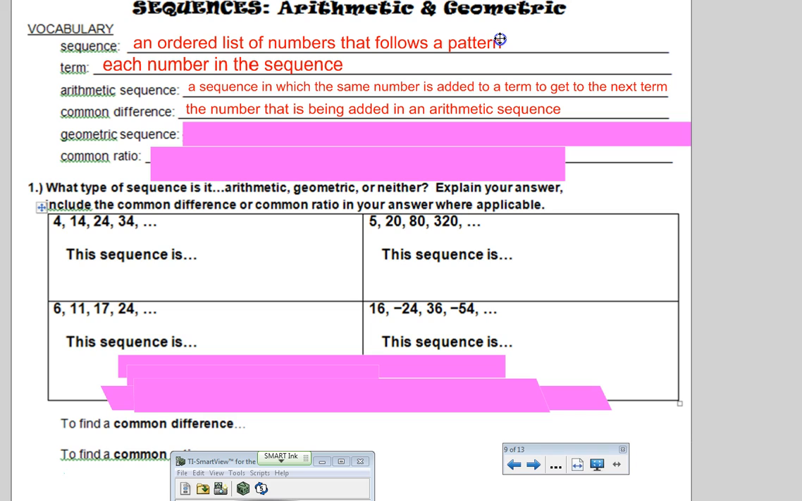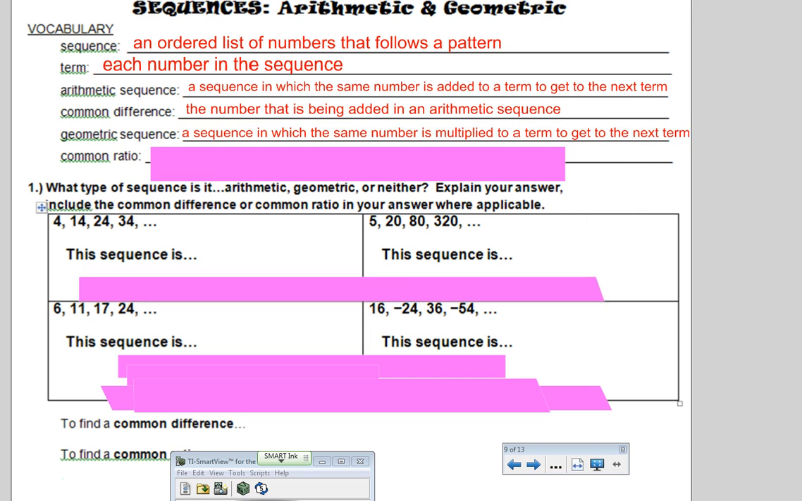A geometric sequence is our other special type of sequence, and you can probably figure that out. A geometric sequence is a sequence in which the same number is being multiplied to a term to get to the next term. So when you hear arithmetic, you have to know that the pattern is generated by adding, and when you hear geometric sequence, you have to realize that the sequence is being generated by multiplying the same number.